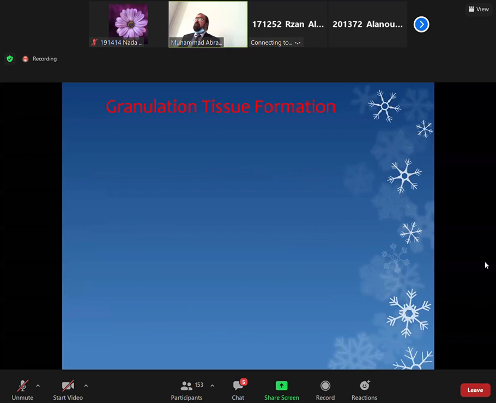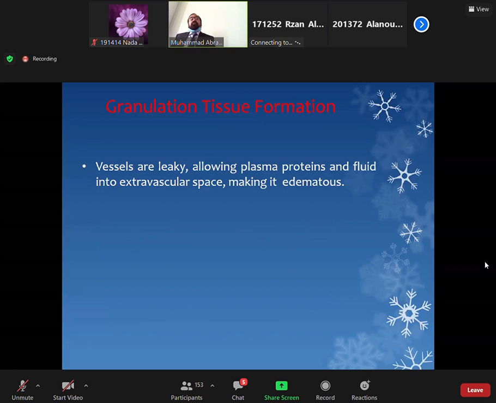Then what happens? The vessels are very weak, very leaky. Because they are newly formed, the endothelial cells are not tightly bound together, so they are leaky, and plasma proteins go out from the vessel very easily, because now you have to nourish that area, and give more blood supply and oxygen to it.